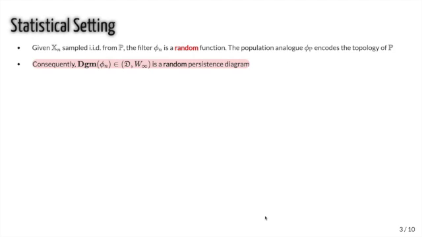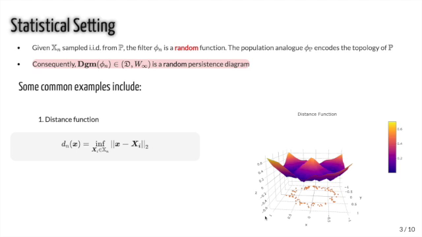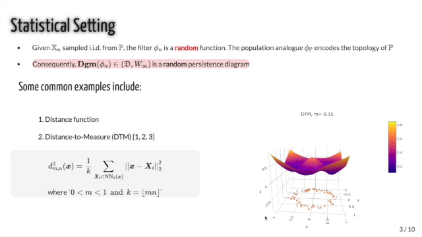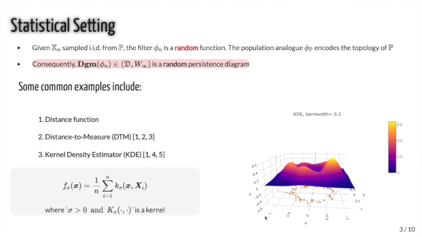In the statistical setting, we assume that the sample points are observed from some probability distribution. As a result, the persistence diagram obtained from the empirical filter function is a random element in the space of persistence diagrams. Some common examples include the distance function, the distance to measure, and the kernel density estimator.